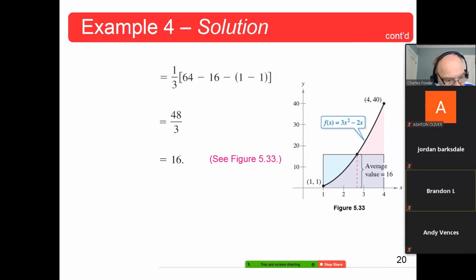Is it okay with you to skip example 5? As calculus books love to say, the rest is left to the student. Okay, all right, Andy says it's fine to move on. Thank you, Andy. That gave me permission.